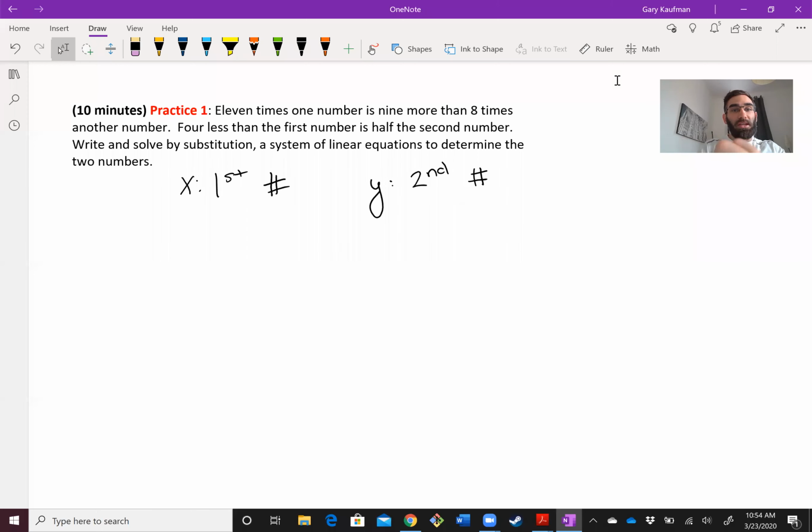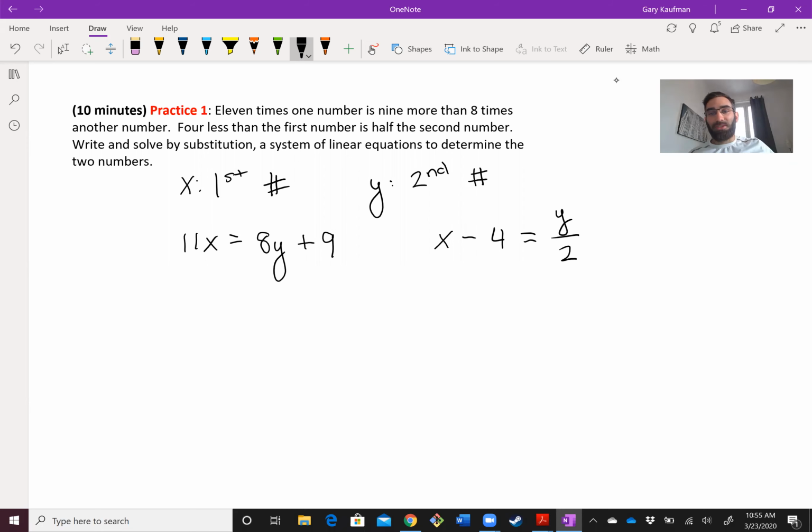So when we take a look at this, we see that 11 times one number, I'm just saying x is my first number, so 11x is 9 more than 8 times the other number, so that's 8y plus 9. Then we see that 4 less the first number, okay, so x minus 4, is half the second number. Now I asked you to solve this using substitution.